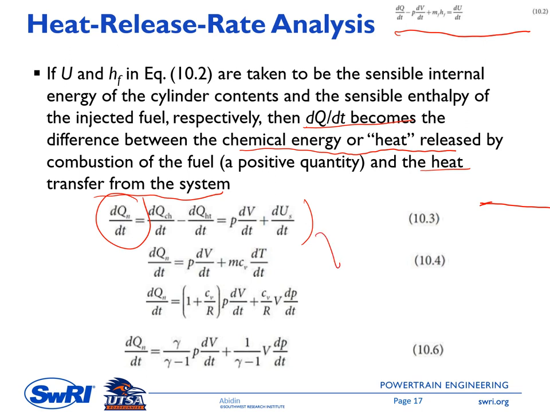Then we can apply the ideal gas formula here, assuming also constant Cv, and finally we get equation 10.6. In this case, we can get the net heat release rate, or apparent heat release rate, based on the measured pressure from the test data. Gamma here can vary depending on the condition of the mixture, namely the pressure, temperature, and composition.